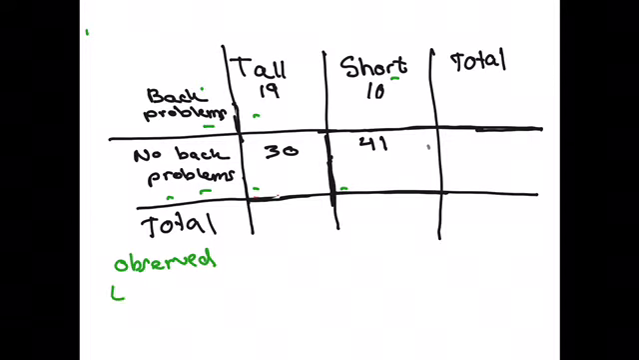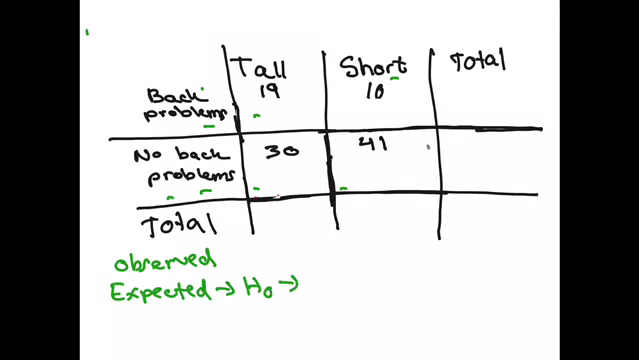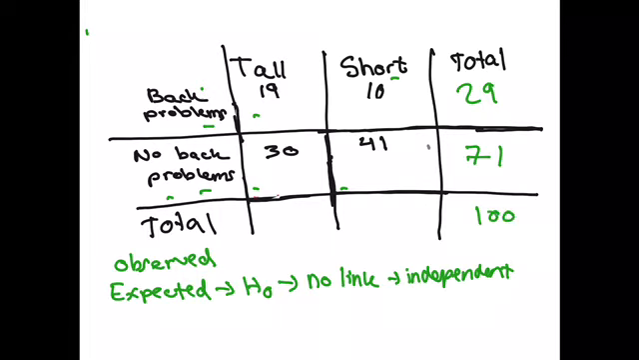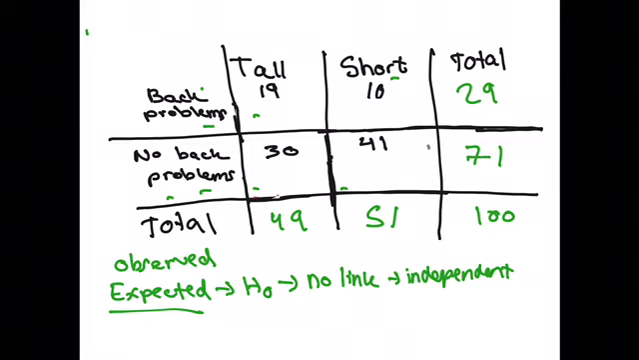Now, these are our observed values, because we've observed them in our survey. But now we have to calculate what the expected values are. These are the expected values according to the null hypothesis, that there is no link, that these two variables are independent. In order to do that, we're going to need to calculate the totals. So, 19 plus 10, 29. That's the total of people with back problems. Then the total of people with no back problems would be 71, giving us a total of 100. Then the total of tall people would be 49, and the total of short people would be 51.